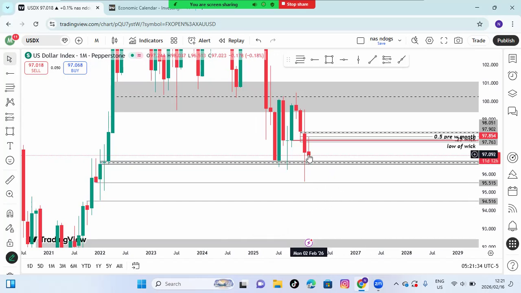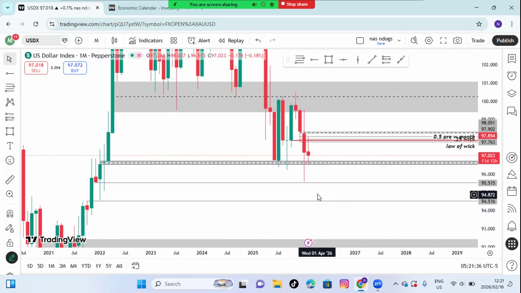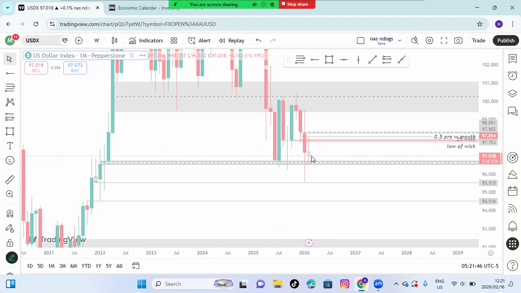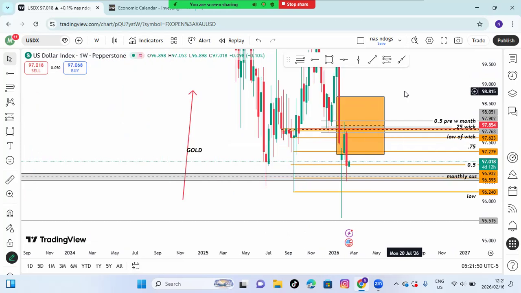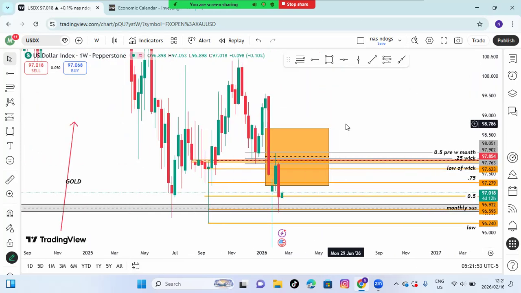So our bias from the monthly time frame is that it wants to go lower. So it's weak. It wants to sell, right? So that's the bias that we have. So let's go to the weekly time frame. Today's Monday. It's a US holiday.